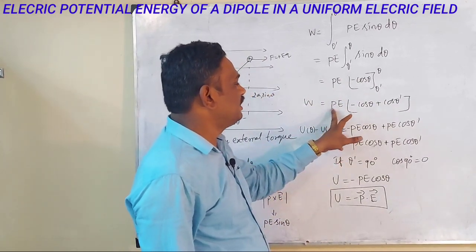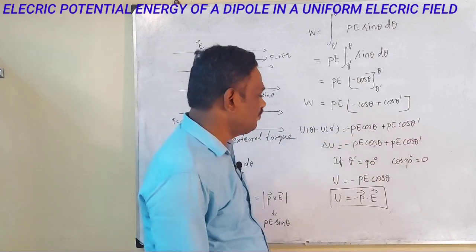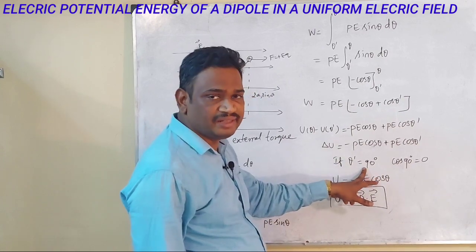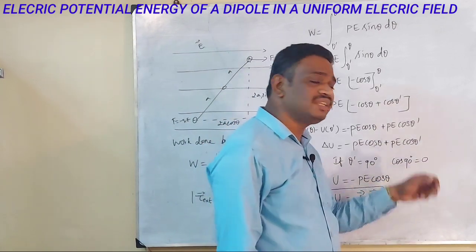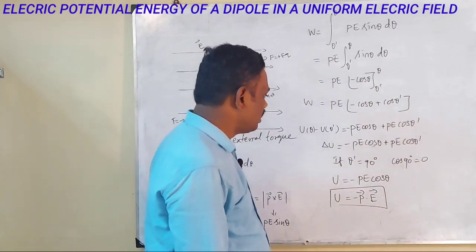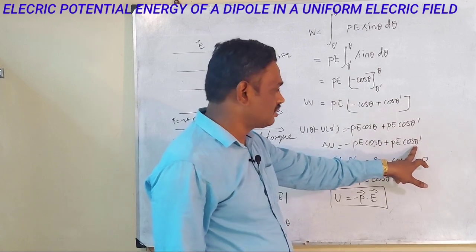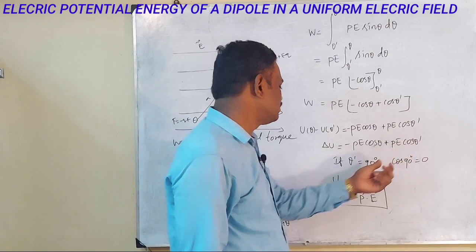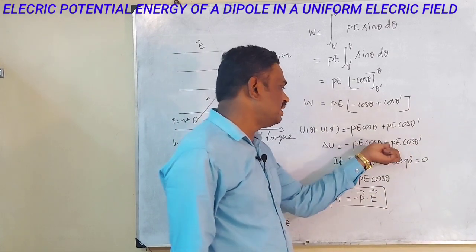So when you multiply this P with the two terms, you will get minus P cos theta and plus P cos theta prime. Here already I said the initial angle is 90 degrees. If the initial angle is 90 degrees, cos 90 is 0, so cos theta prime becomes 0. So the second term becomes 0, and the potential energy is equal to minus P cos theta.